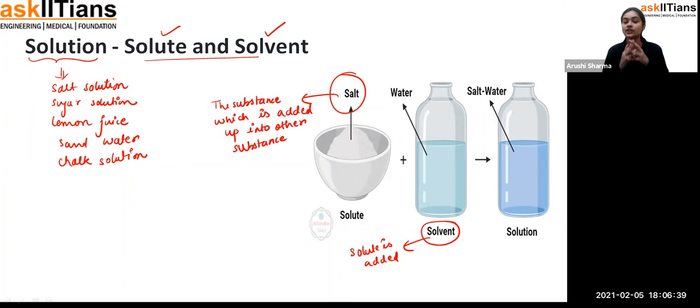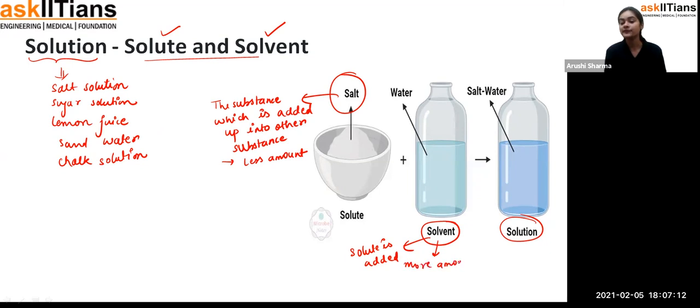And when solute and solvent mix together, there is the formation of the solution. As we can see here, the salt and water form the solution. Fine students. So what's the solute? What's the solvent? Generally, people differentiate solute and solvent on the basis of their amount. So people say that the solute is present in less amount, and the solvent is present in more amount.